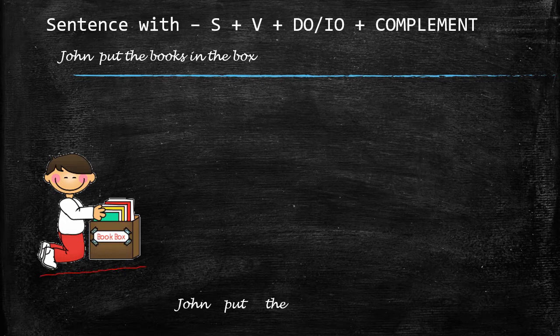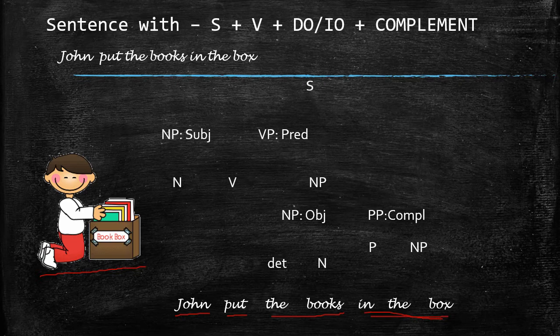The first thing, you have to write it: John put the books in the box, and then after that you analyze it. John is the subject, put is the verb, the books is the object, in the box is the complement. So the books is a noun phrase, in the box is a prepositional phrase.